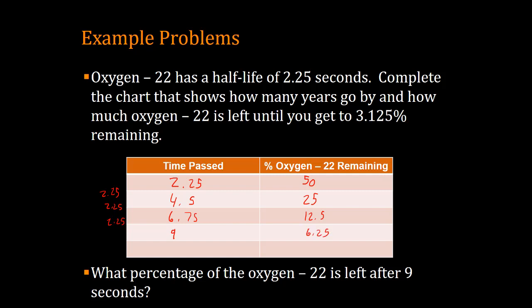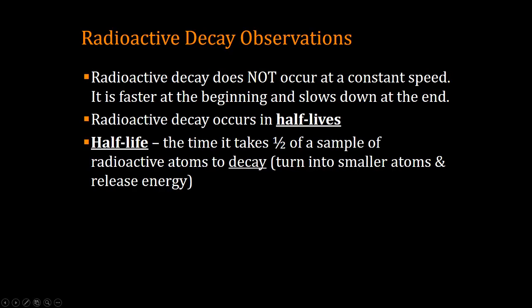And then after another 2.25, we will have 9 seconds total, or 6.25%, and then finally we add our last 2.25 to this and get 11.25, and that gets us to our 3.125. Like I said, this is the same every time because we just keep cutting it in half. After 9 seconds, we see that there will be 6.25% of our oxygen-22 left. And when we go to graph this, it looks just exactly the same. Your time is just going to be on a different scale because it's got a different half-life.